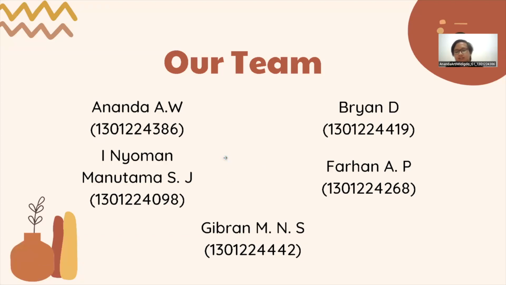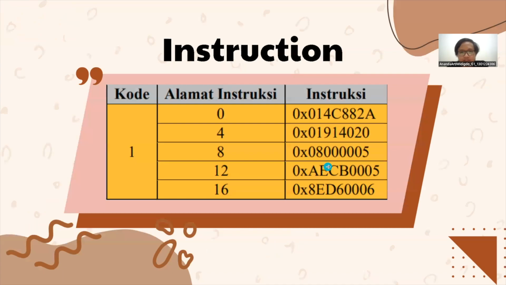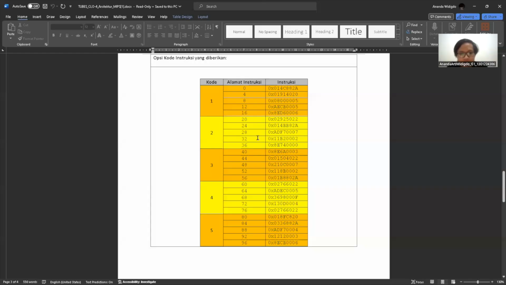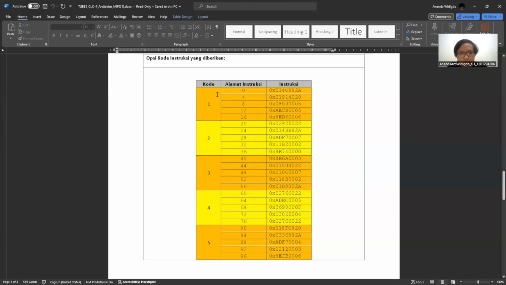Okay, so the next one is this one, the instructions. We are from group 1, so we choose the first code of the given 5 codes from our lecturer. This one.